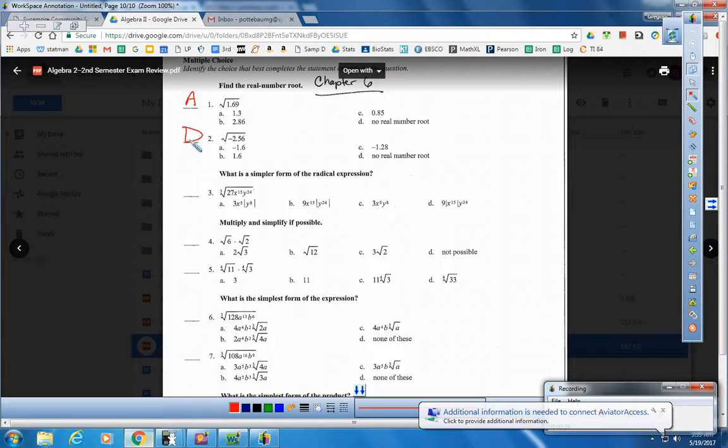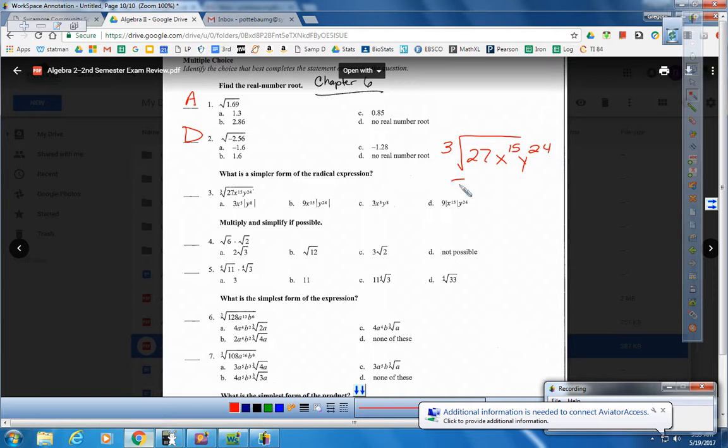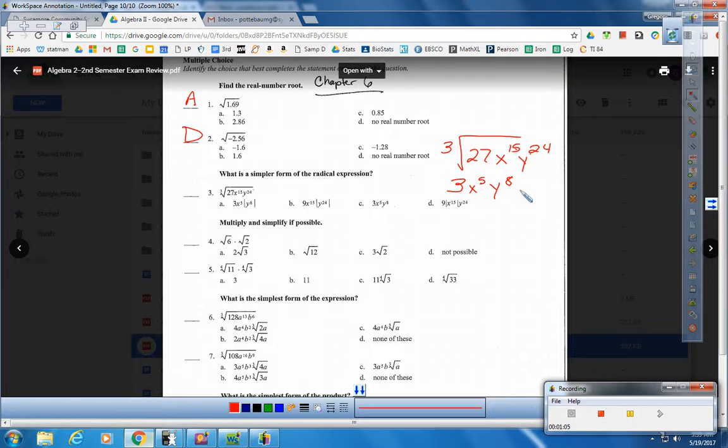Okay. Number 3, we have the cubed root of 27, x to the 15th, y to the 24th. The cubed root of 27 is 3. The cubed root of x to the 15th, to simplify your variables, you do 15 divided by 3. That's 5. The cubed root of y to the 24th, again 24 divided by 3, that's 8. If they're not divisible by 3, like a couple down in the next problems, I'll show you how to work that out. So that's C for number 3.